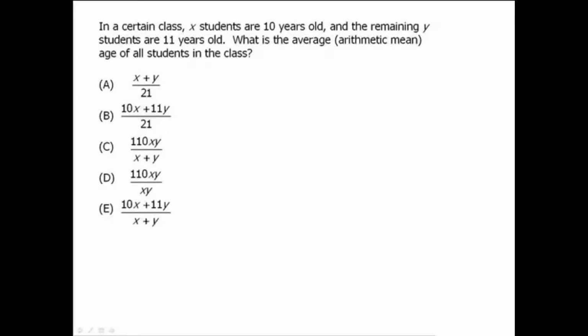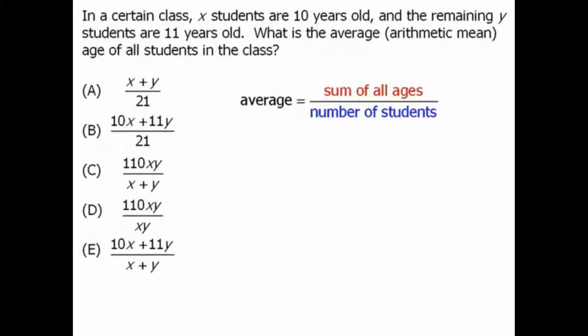To calculate the average age in the class, we need to find the sum of all of the ages and then divide this by the total number of students. Now, if we have X students who are 10 years old, then the sum of the ages of all of the 10-year-olds will be 10X.